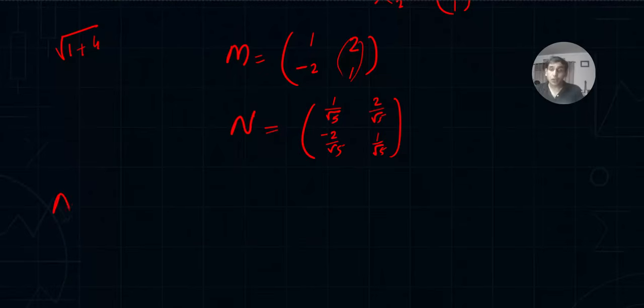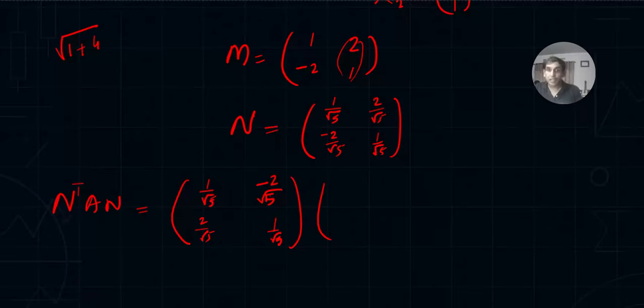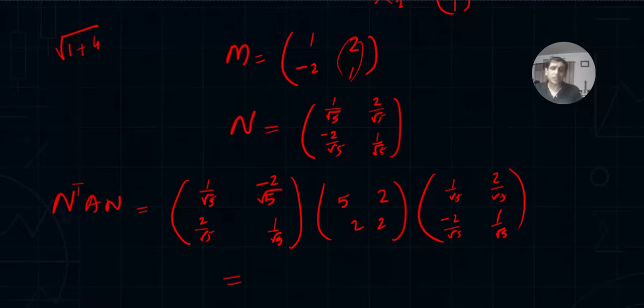Okay, now what's the formula? N transpose AN. Look, it's so easy to write the transpose. 1 by root 5, 2 by root 5. I'm writing it row wise, so I have to read column wise. Root 5 and 2 by root 5, 1 by root 5, multiplied by the given matrix 5, 2, 2, 2, and multiplied by N, 1 by root 5, 2 by root 5, minus 2 by root 5, 1 by root 5. Plug this into a calculator.